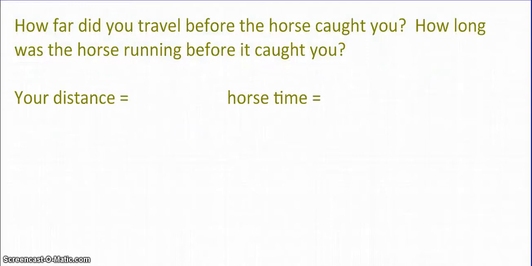And then the last, this should be pretty easy based on what we just answered in the previous problem. How far did you travel before the horse caught you? And how long was the horse running before it caught you? So that second one's a little bit tricky maybe, or it's not quite as straightforward. You have to think a little bit. But so I want you to answer these two questions. Pause the video, answer the questions, and then unpause, and I'll talk.